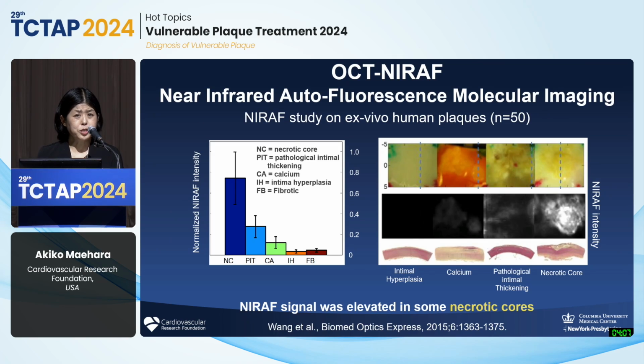However, it is a little concerning because there is no clear evidence of validation compared to pathology. And this is probably one promising imaging technique, the so-called near-infrared autofluorescence. When we use it, we see more fluorescence in some of the necrotic core.